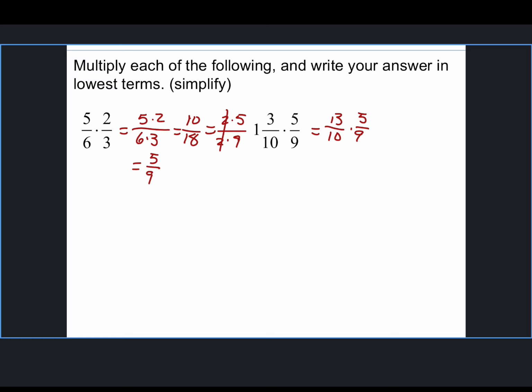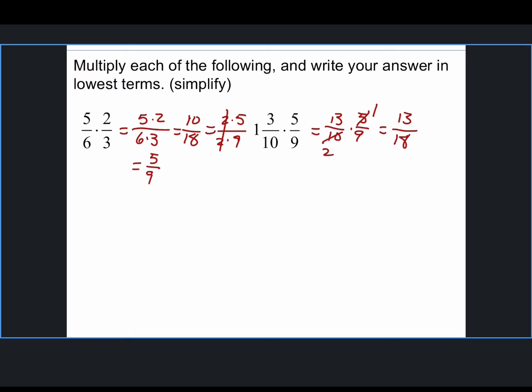Because you do 10 times the whole number times the bottom. That's 10, right? So we'll have 10 over 10 plus 3, so 13 over 10. Now this time I am actually going to reduce before I go to the next step, just so you can see that. So the 10 and the 5 both have a common factor of 5. 10 divided by 5 is 2. 5 divided by 5 is 1. So now we can multiply 13 times 1, which is 13, and 2 times 9, 18.